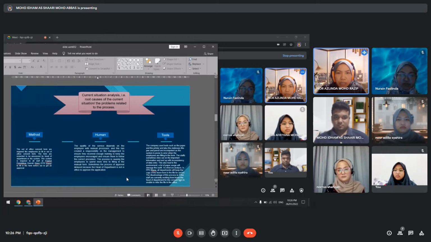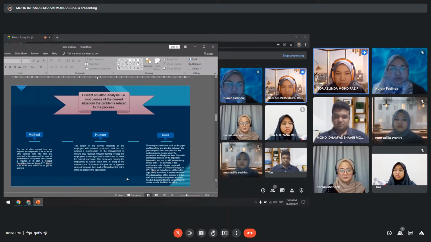The second one is human. The quality of the service depends on the employee with a manual process, and this has created a responsibility on the management to ensure they receive enough training to keep employees encouraged and to follow the correct procedure. This process causes the employee to spend more time filling in the manual form. Sometimes the approval is delayed because the HOD is not in the office to approve the application.